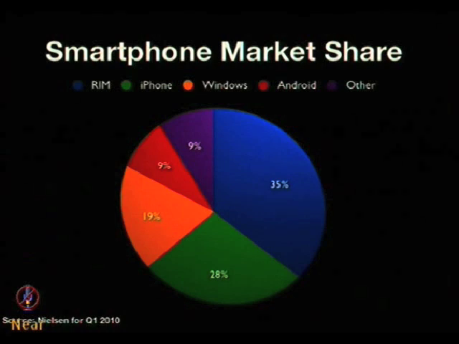So let's look at market share with smartphones in the US right now. This is current, from this past quarter. You can see that BlackBerry RIM is the largest with 35%. The iPhone is second with 28%. Windows is 19%. Android is starting to catch up with 9%. And then there are some other ones as well.